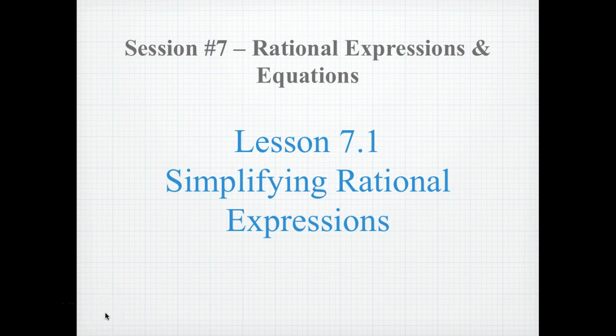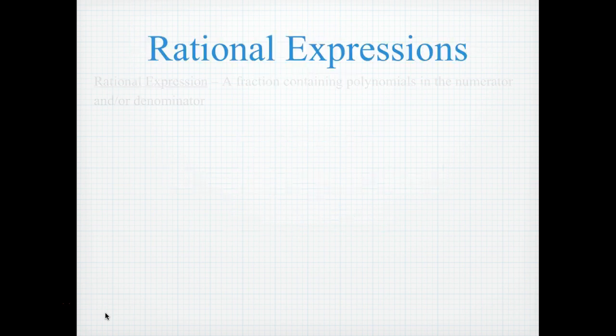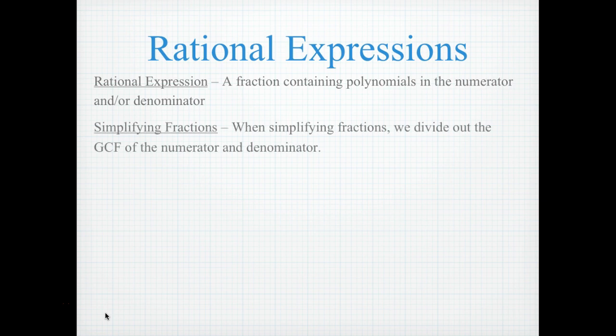Welcome to the first lesson in Session 7 on simplifying rational expressions. A rational expression is a fraction that contains polynomials as the numerator and/or in the denominator. Now, since we're working with a fraction, we need to review how to simplify fractions.